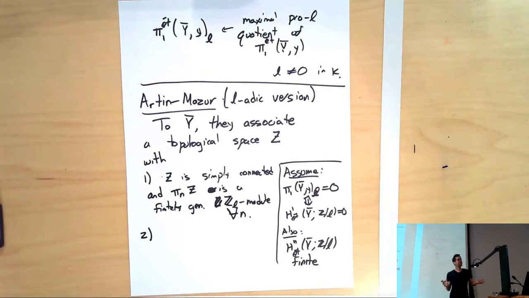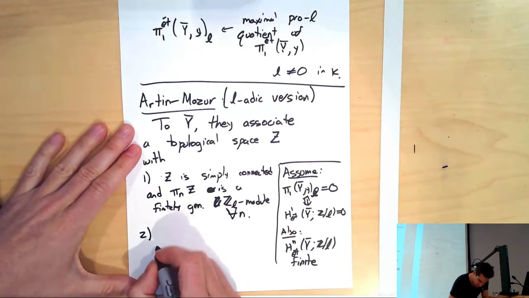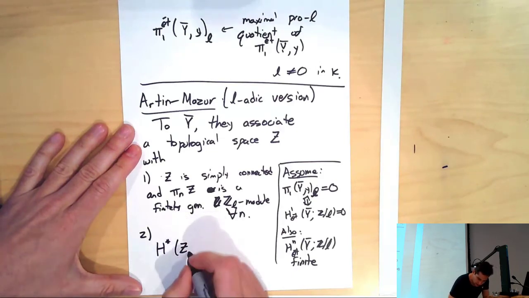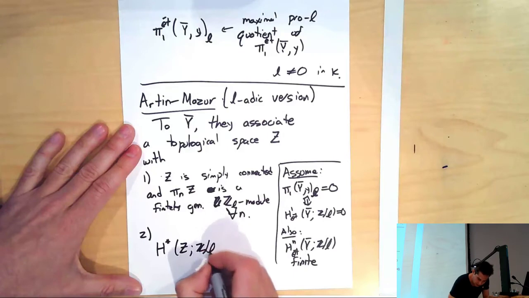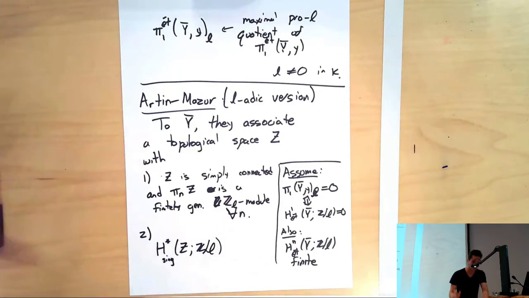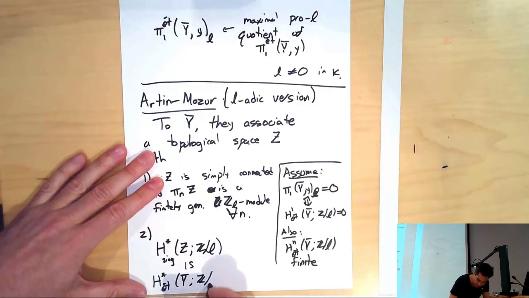And the second thing that you want is that it's somehow related to Y bar. And the relationship is that if you compute the cohomology of Z with, let's say, Z mod L coefficients, and here I just mean the cohomology in the world of topological spaces, so the singular cohomology of Z with Z mod L coefficients should be the same as the étale cohomology of Y bar with Z mod L coefficients.